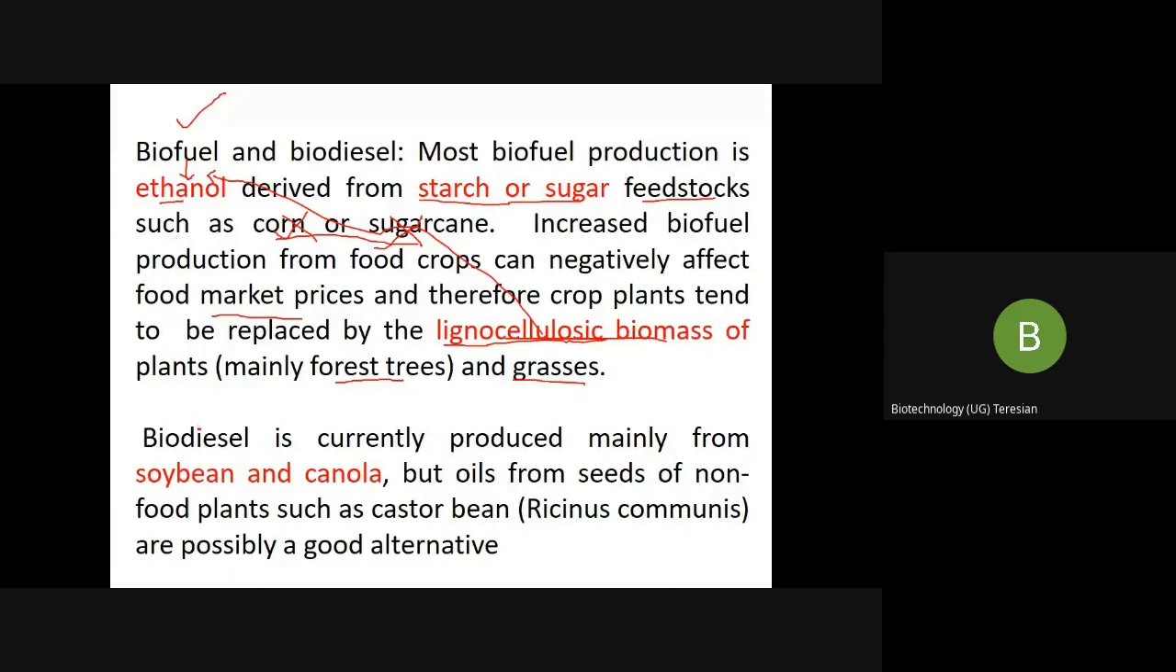Similarly, your biodiesel. Biodiesel is currently produced mainly from soybean and canola, but oils from seeds of non-food plants such as castor bean are possibly good alternatives. What they mean to tell is, now you all are producing biodiesel. From where? From the soybean and canola. But the soybean and canola is useful for consumption for man. So instead of using these two, you'll use castor beans, because we don't consume these castor beans. So you produce your biodiesel using castor beans instead. So it is a good alternative.